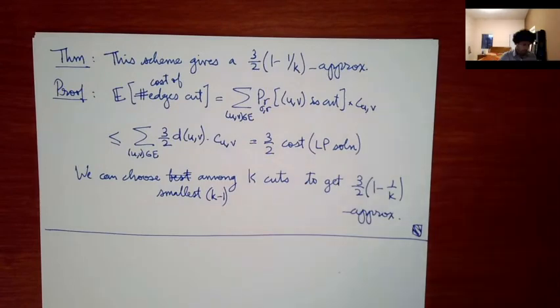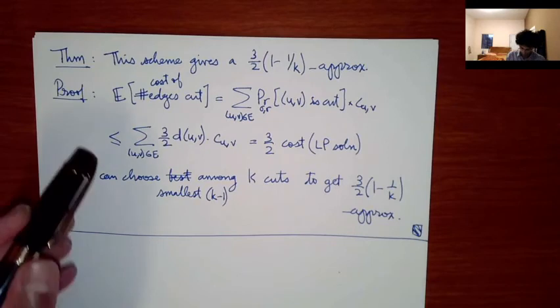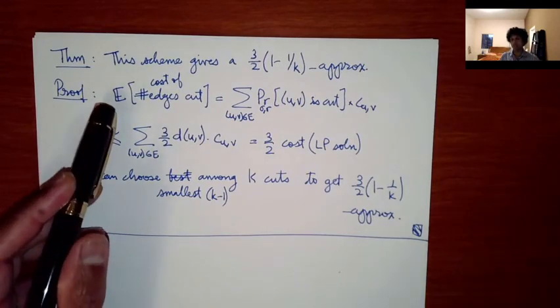Any questions? So I have a question. What's the point that we calculated this probability? Is that used for calculating the time complexity? No, it's for the expected cost of the edges cut.